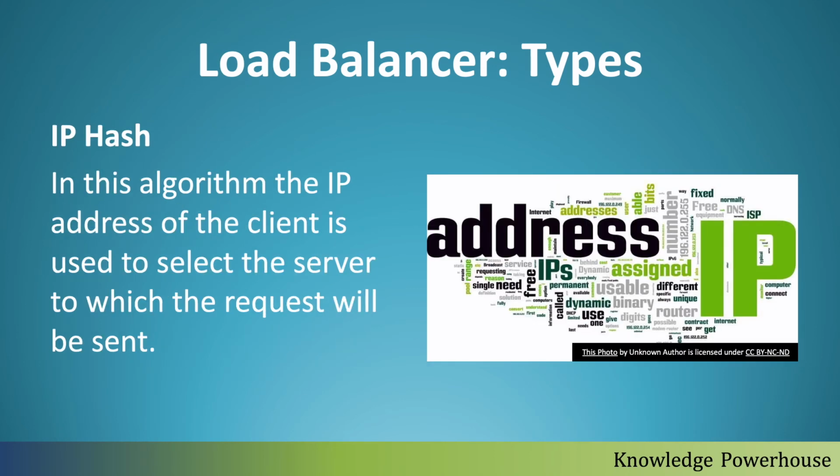Then we have IP hash. IP hash is again similar to hash, but in this case, the hash is only of the IP address. The client has an IP address. That IP address goes through a hash algorithm, and based on that, we select which server should get the request.